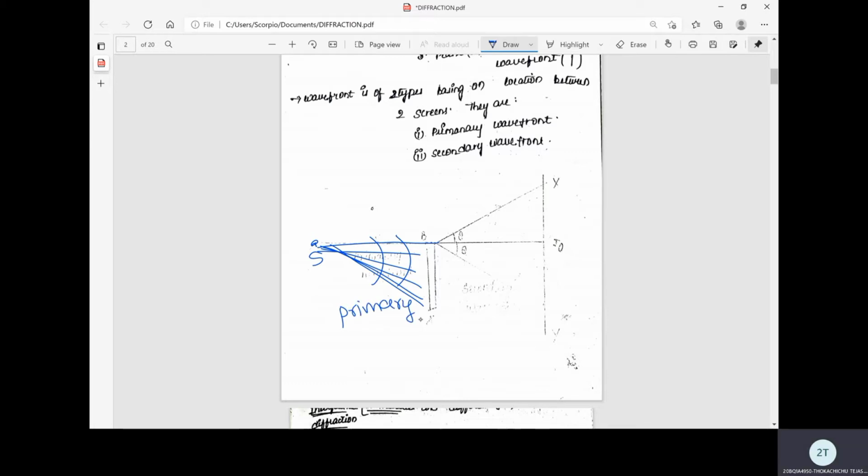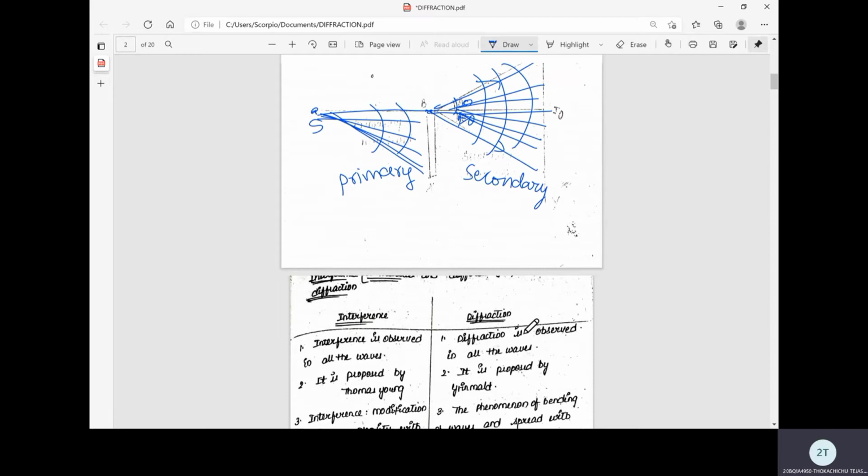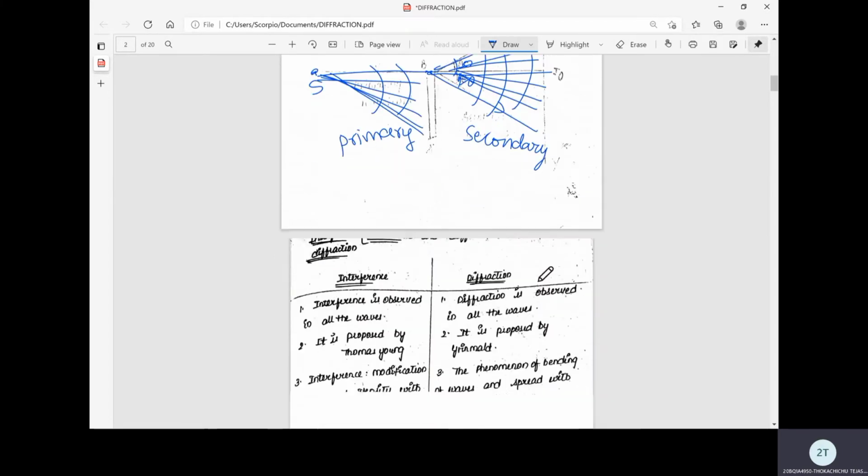While after hitting this obstacle and passing once again, the light gets reflected and also refracted, and due to the diffraction, the light goes into different angles, that is different angles of diffraction, and forms once again a set of light rays which gives a different wavefront. And now this wavefront is called the secondary wavefront. That is, before hitting the obstacle, it is called the primary wavefront, and after hitting the obstacle, it is called the secondary wavefront. Now that we know the meaning of wavefront, let's move on to another topic.